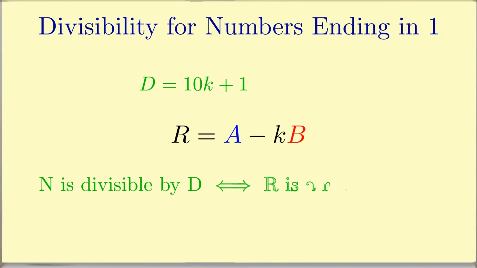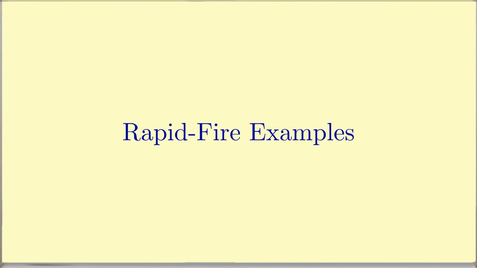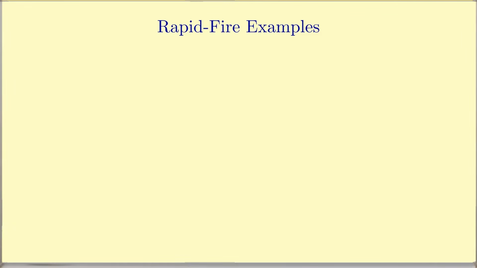To check if a massive number is divisible by 10k plus 1, you chop off the last digit, let us call it b, multiply it by your k value, and subtract that from the remaining front section of the number, let us call it a. The formula is simply r equals a minus k times b. If the result r is 0, or a multiple of your divisor, the original number is in the club. Let us prove this algorithm works with a rapid-fire round of 5 examples.